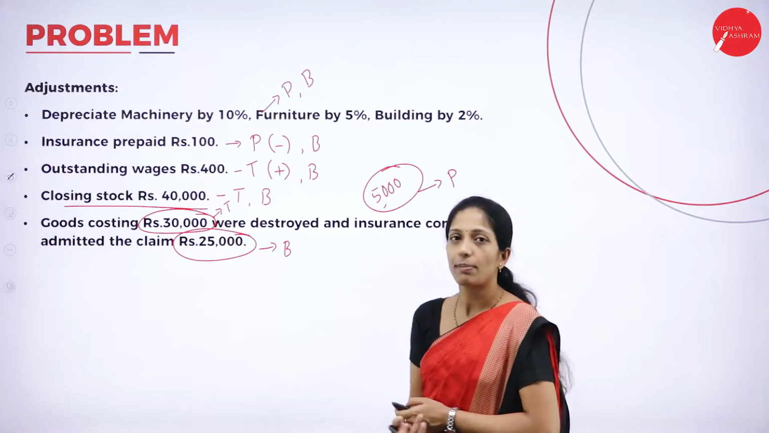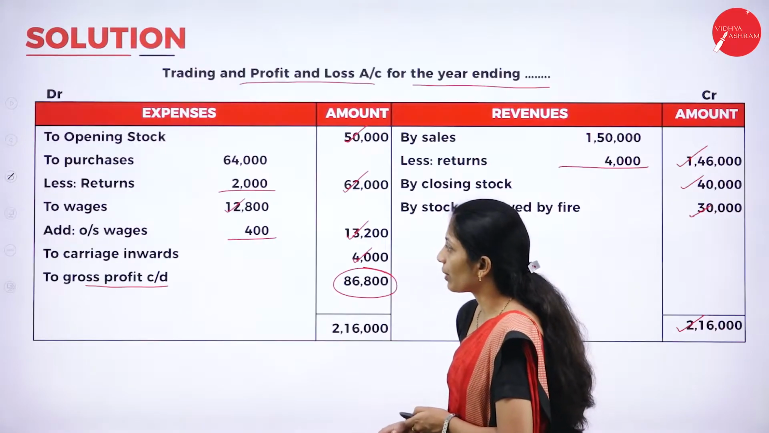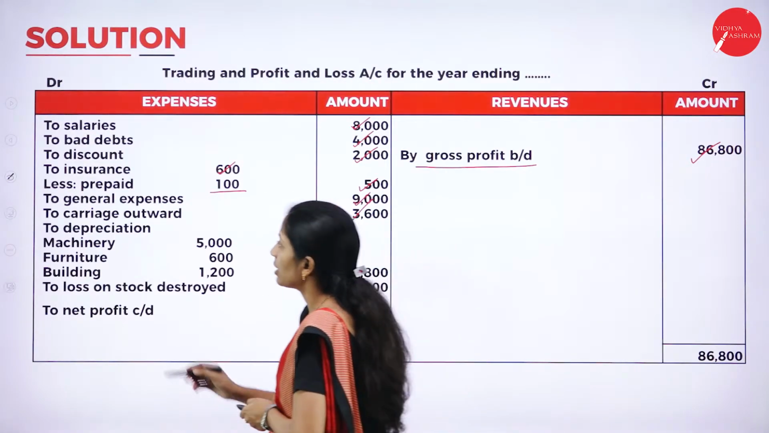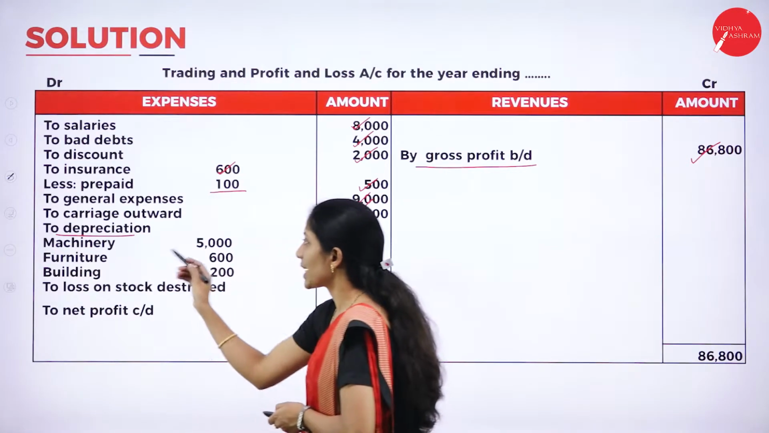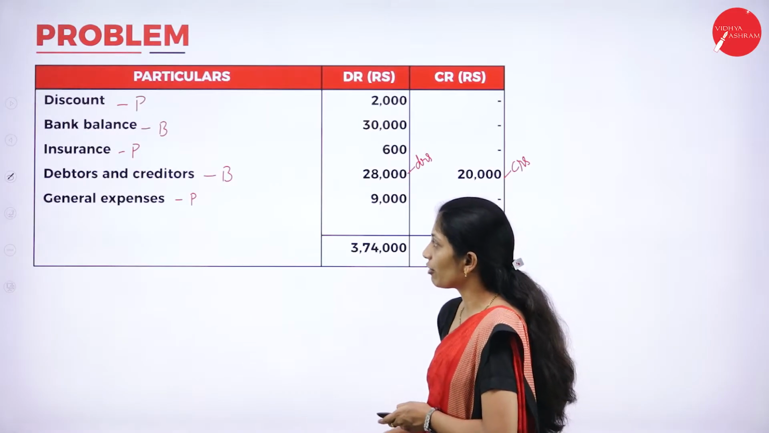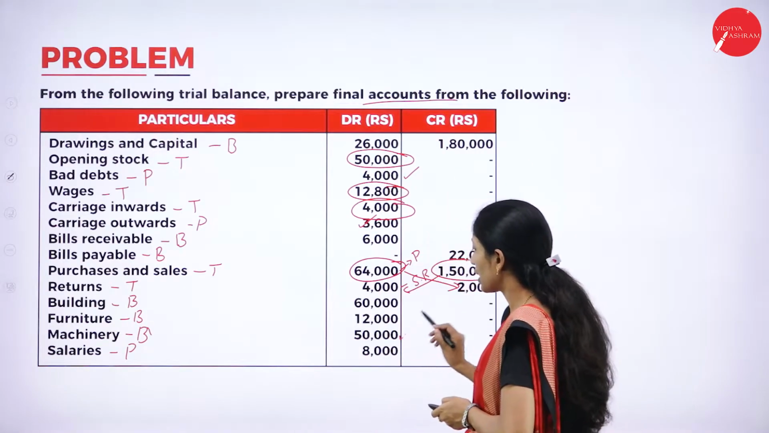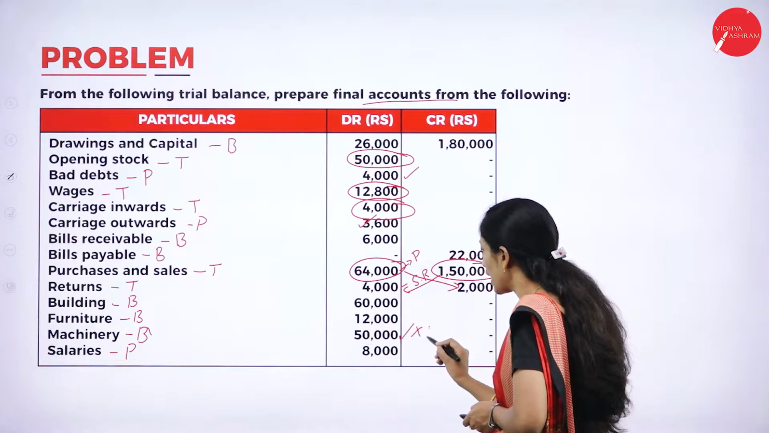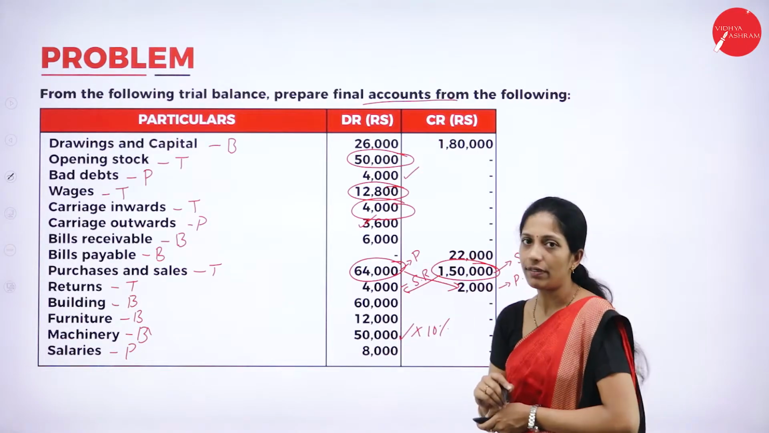Depreciation on machinery by 10%. So how do we record? Record the heading depreciation machinery. They have given 10%. What is the value of machinery? Machinery is 50,000. 50,000 into 10%, so that will be 5,000.